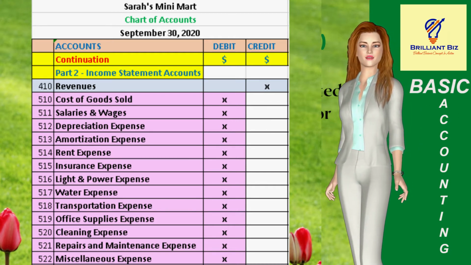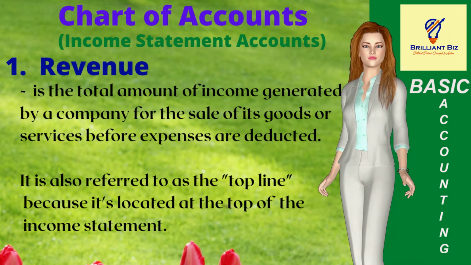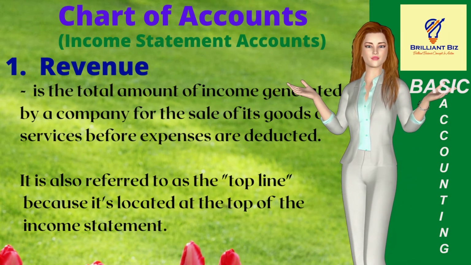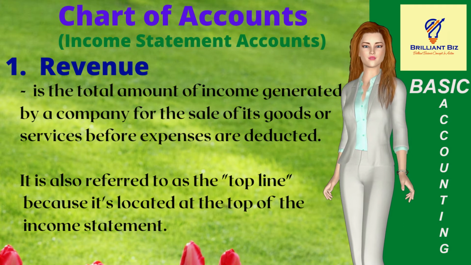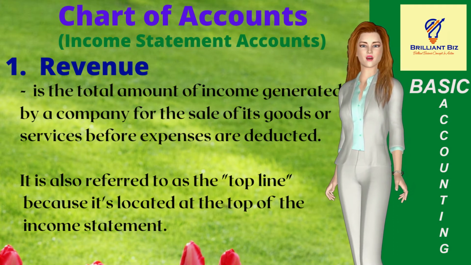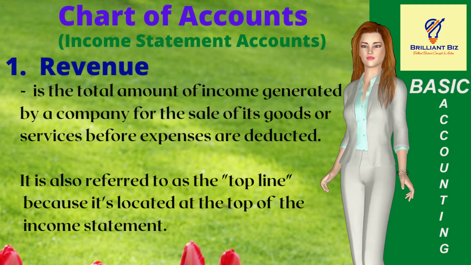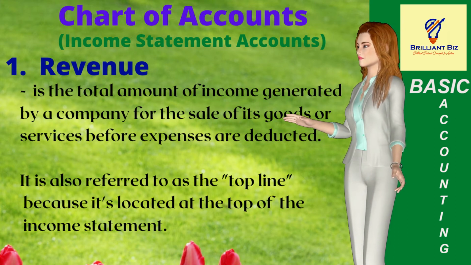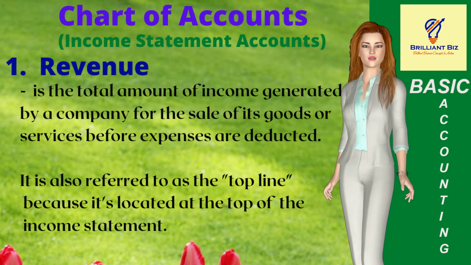Which are basically the following. 1. Revenue. This refers to the total amount of income generated by a company for the sale of its goods or services before expenses are deducted. It is also referred to as the top line, because it's located at the top of the income statement.